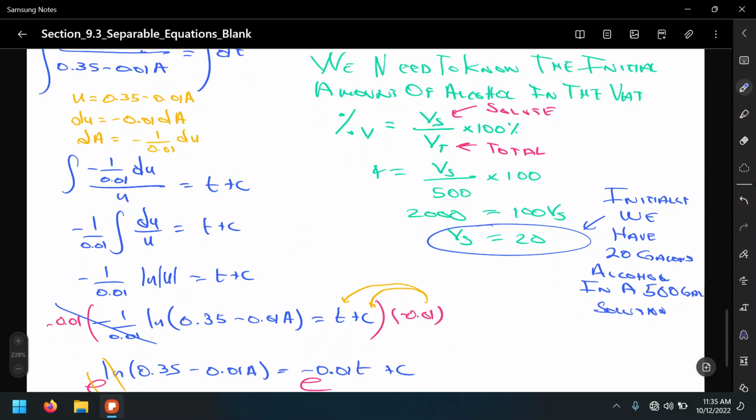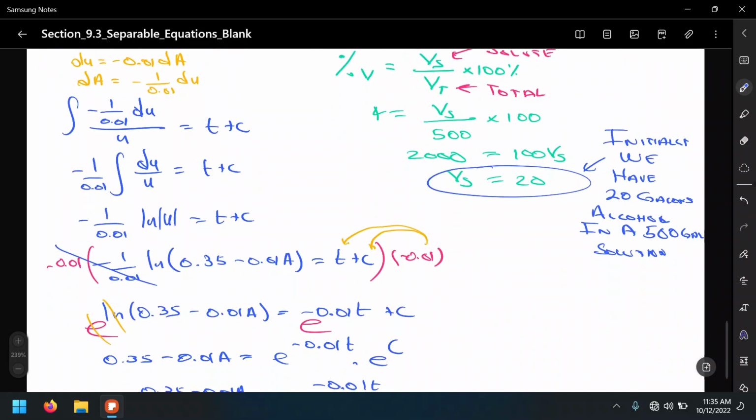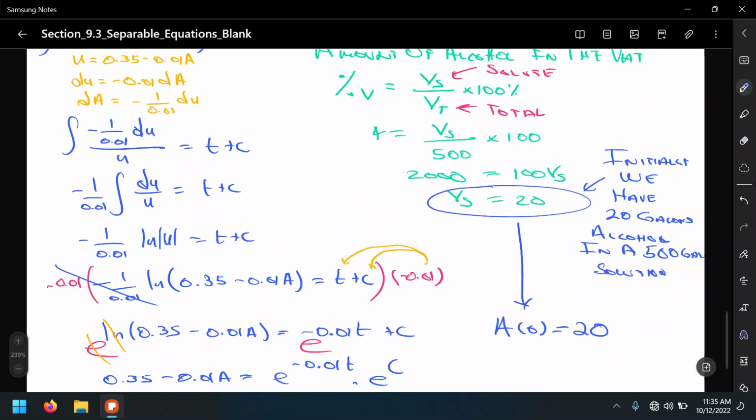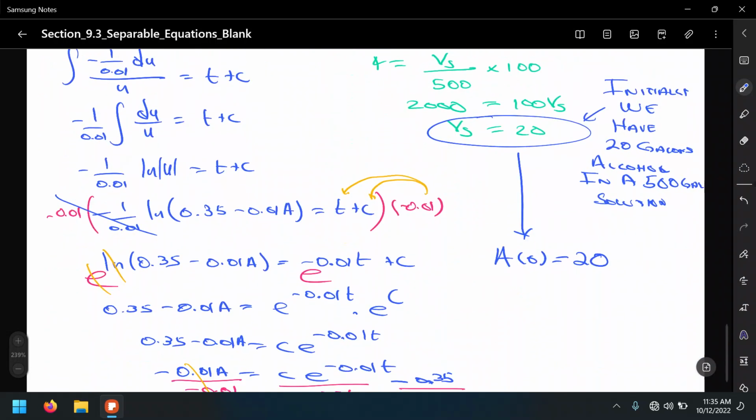So now that we figured out the exact amount of alcohol, we can call this an initial condition, which is A of 0 equals 20. Right? And that's the condition that we will substitute in our solution to the differential equation. So we're going back to this equation, and we're going to plug in A equals 20 and t equals 0 to find the value of C.